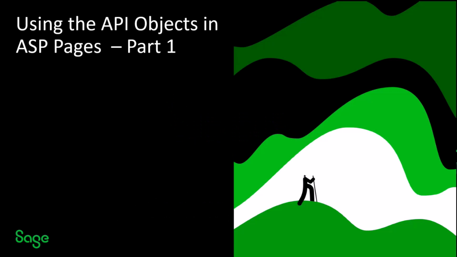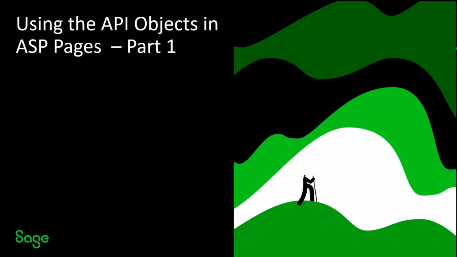Well, hello and welcome to this, the ninth lesson within the cycle of 18 that make up the full program of lessons in this course. We are looking today at the first of two lessons that will cover ASP pages and how Sage CRM can be extended using the ASP COM API.